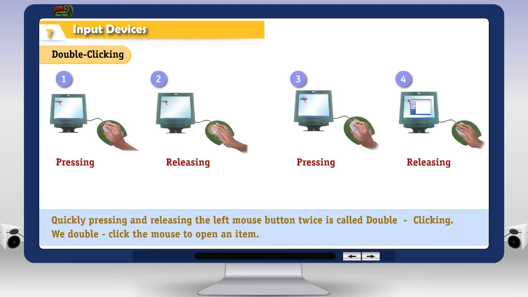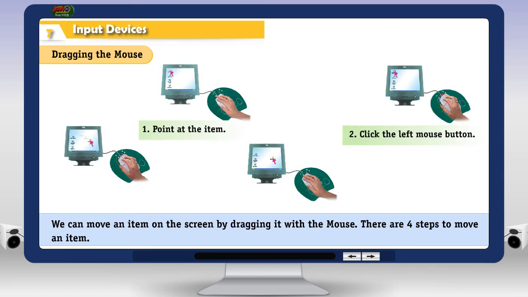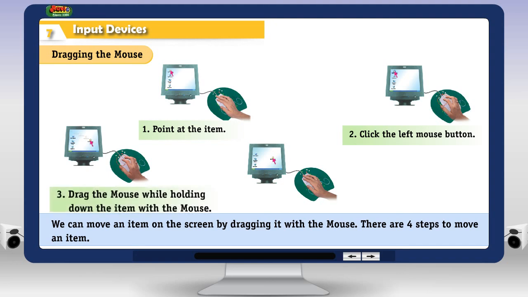Double clicking. Quickly pressing and releasing the left mouse button twice is called double clicking. We double click the mouse to open an item. Dragging the mouse. We can move an item on the screen by dragging it with the mouse. There are 4 steps to move an item. 1. Point at the item. 2. Click the left mouse button. 3. Drag the mouse while holding down the item with the mouse. 4. Release the mouse button when you reach the new place.